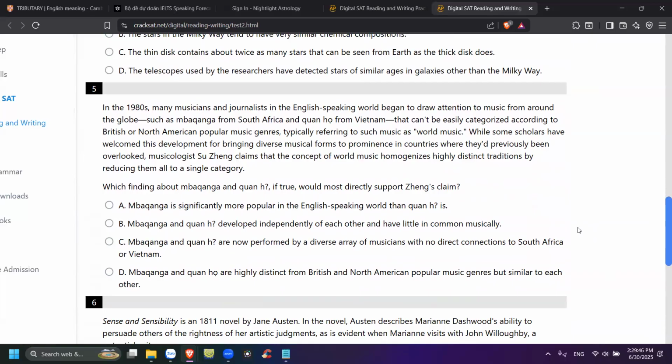Which fighting about, if true, directly supports.